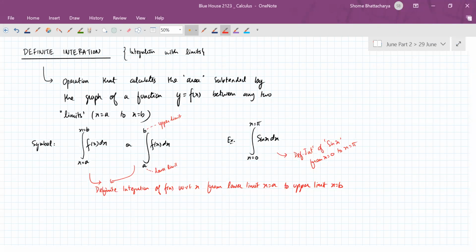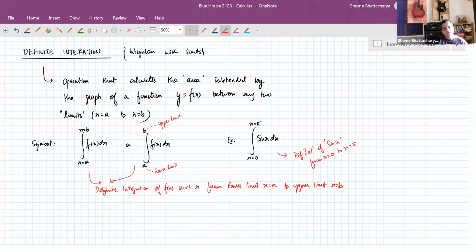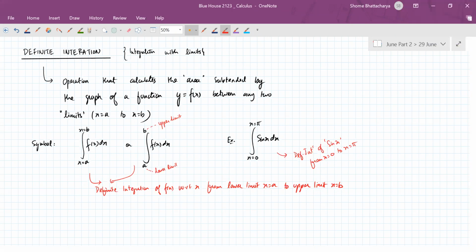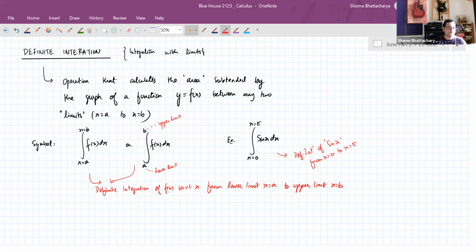Sir, can we say that the value written above the integration sign is basically the domain? It has to be part of the domain. The natural domain of the sin x function is minus infinity to plus infinity, but here I'm integrating only from 0 to pi. So the limits have to be some subsection of the domain. It can be the entire domain also, but it can be some sub-interval of the domain. You following, Navita? Yes, sir.